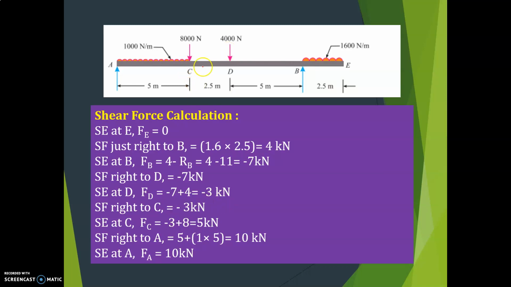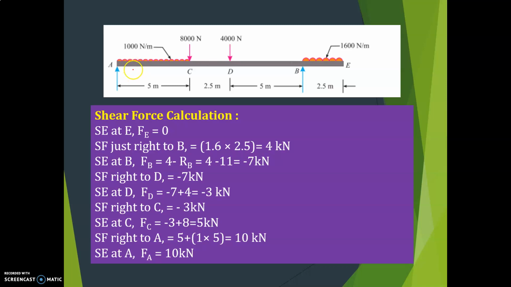Then shear force just right of C. What is that? Again there is no load, nothing. So it is minus 3 only. Then shear force at C, what is that? Minus 3 till here, minus 3 plus 8, right side downward plus 8, is equal to 5 kilonewton. Okay, then shear force right of A, what is that? Till here it is 5, see, 5 plus 1 into 5, it is equal to 10 kilonewton. So shear force at A is equal to 10 kilonewton.